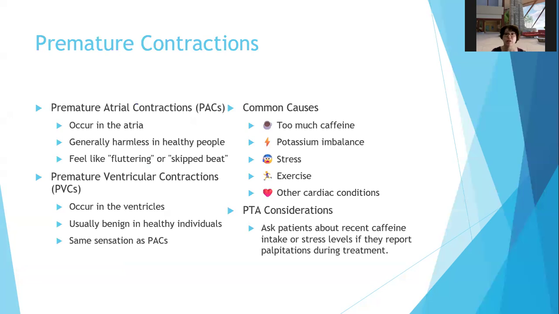So common causes of premature contractions are too much caffeine. Did you have like a whole pot of coffee? That could cause it. Potassium imbalance, stress, exercise, or other cardiac conditions. So if somebody says they feel like their heart fluttered or skipped a beat, ask them how much coffee they drank today or energy drinks. That's another thing people drink a lot of. Stress levels or what's going on in their life. Kind of figure out if there's something more going on. But generally, premature contractions are considered to be harmless in otherwise healthy people.